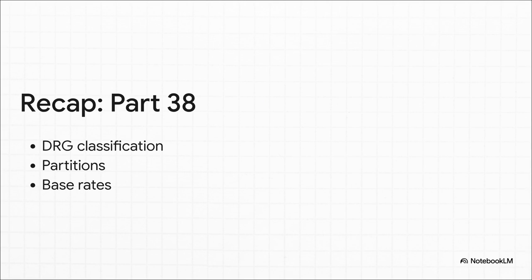All right, let's do a super quick recap of Part 38 just to ground ourselves. Last time, we built out the fundamental architecture of how MSDRGs actually classify inpatient stays. We looked at how every single case gets funneled into one of the 25 major diagnostic categories, or MDCs, and from there, it gets partitioned down a surgical or medical path. We also saw how base rates are multiplied by a DRG's relative weight to figure out the final hospital payment. Basically, the higher the relative weight, the higher the reimbursement.